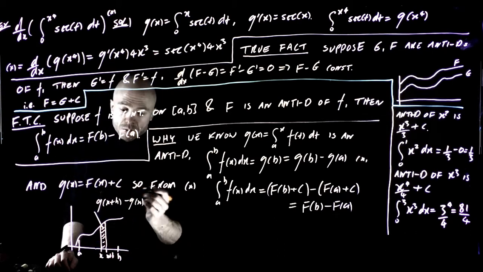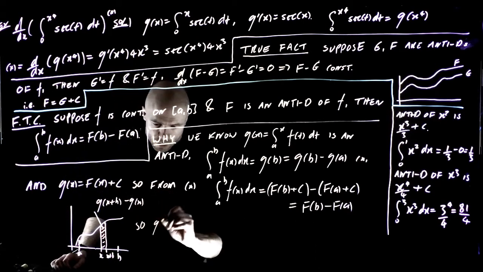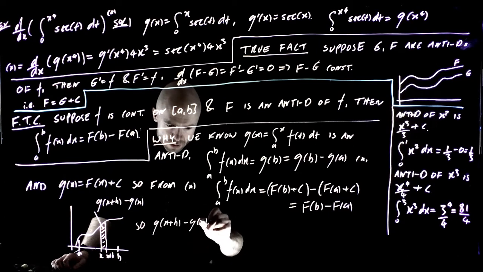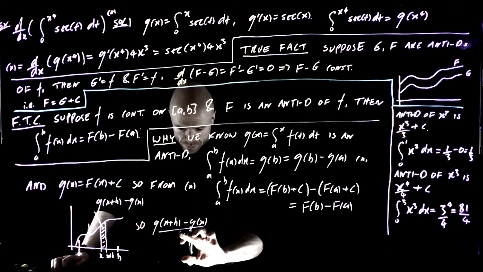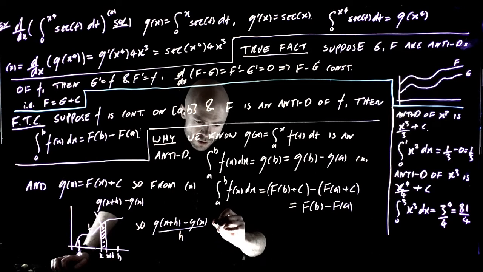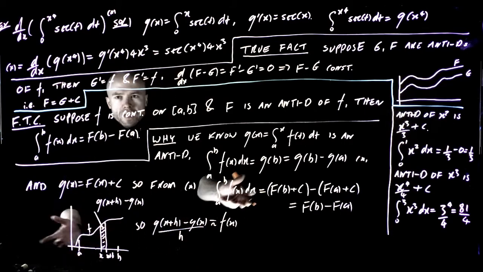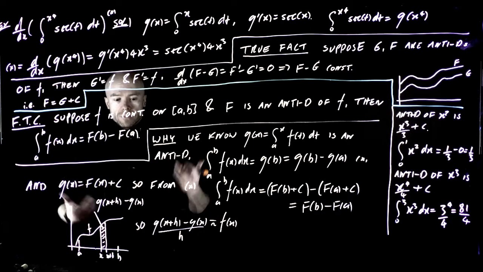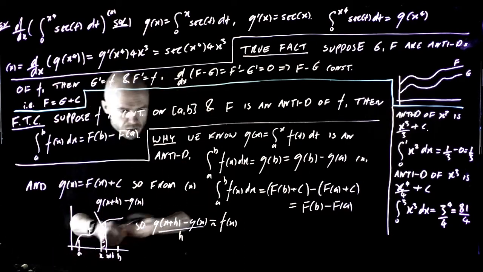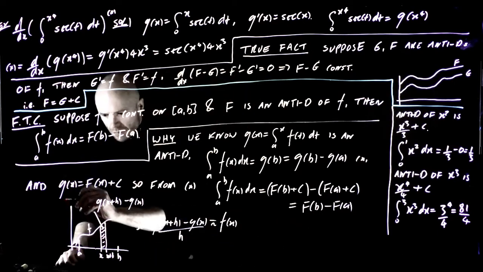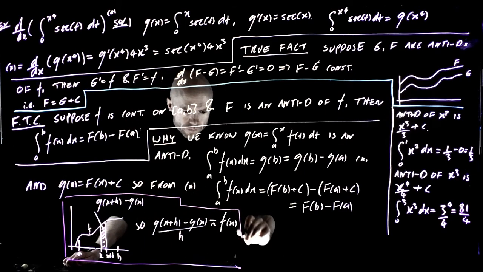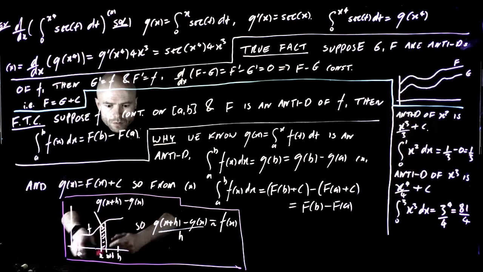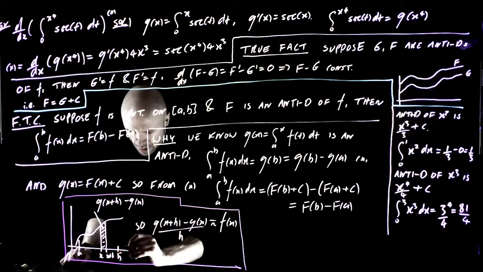Yeah? So g of x plus h minus g of x over h is the height of the strip, right? Well, this is the graph of f. Which is approximately equal to f of x. And as h goes to 0, it's more and more like f of x. In other words, in the limit, it is f of x, and that's it. Yeah? So this picture is the heart of it. This is the heart of our theorem.